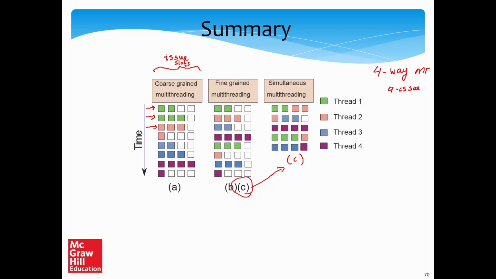In comparison, we can do fine-grained multithreading. Here, instead of every 2 cycles, we switch every 1 cycle between the threads. We first execute thread 1, then thread 2, then thread 3, then thread 4, and again we come back to thread 1, thread 2, thread 3 and thread 4. As you can see, this situation does not improve significantly. In fact, these two diagrams have the same number of white squares, which tells us that we have not done very well in reducing the amount of idle work.